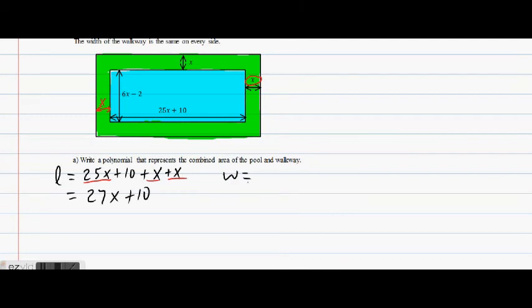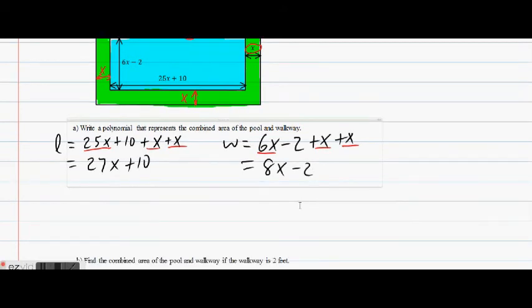The width of the whole area, the combined area, excuse me. The width of the pool is 6x minus 2. And then again, I have that x there, so plus x. And I hope you guys all agree that I'm going to have x there, because they said the width was exactly the same all the way around. So I have 6x plus x gives me 8x minus 2. So there's the width of the combined area.